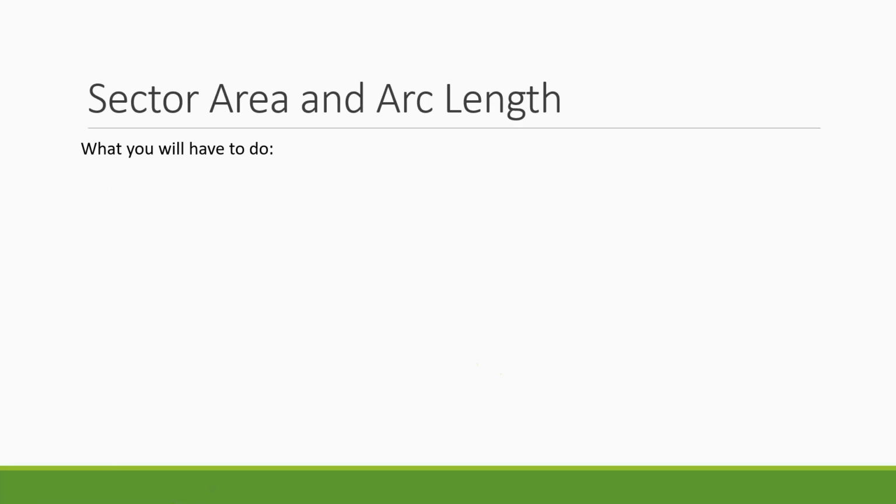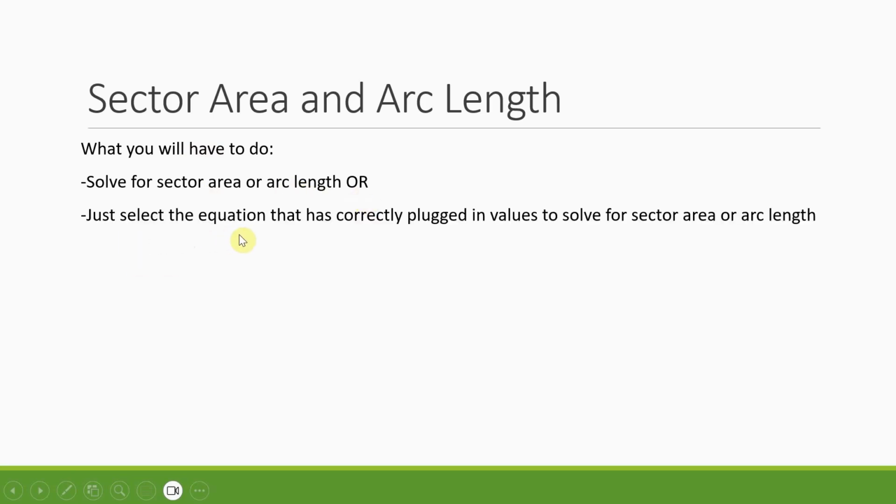But let's get right to it with a quick overview of what we're going to have to do on the ACT for these concepts. It's just two things. We're either going to solve for the sector area or the arc length, or you might even have to pick the equation that has correctly plugged in values to solve for either the sector area or arc length. So you might not have to fully solve it all the way through, just set it up. That's really all you're going to have to do. Some of the more complicated questions might mix this with a few other things where you might have to plug this equation into something else, but as long as you know these, you'll be good for those.